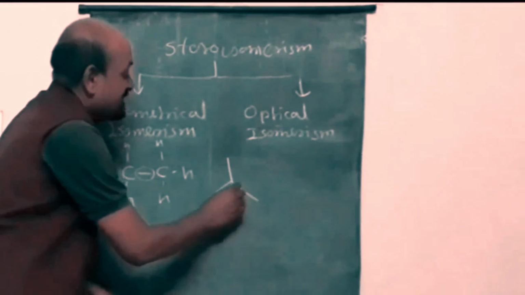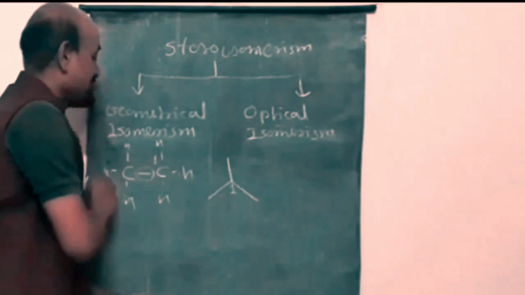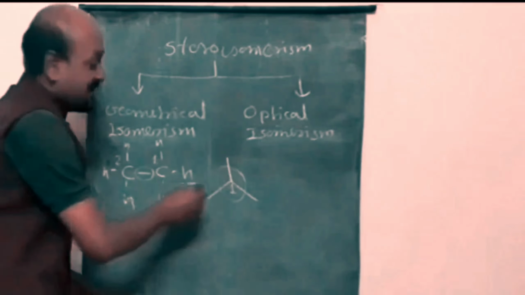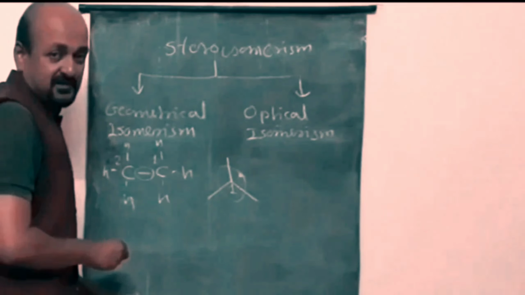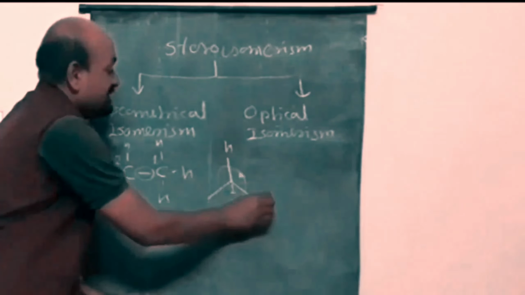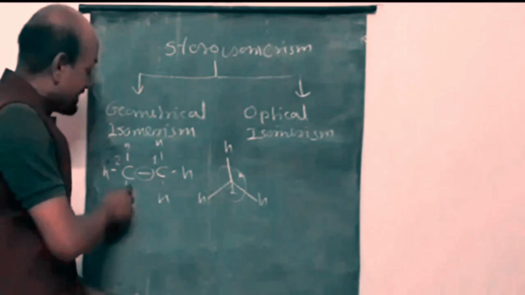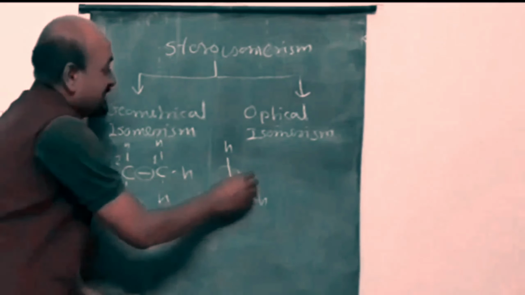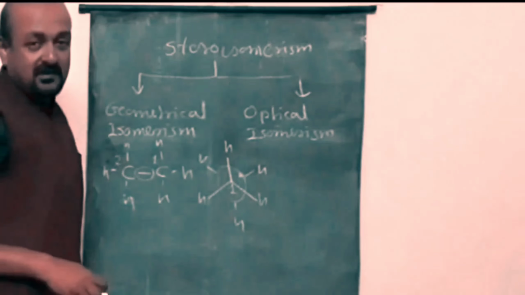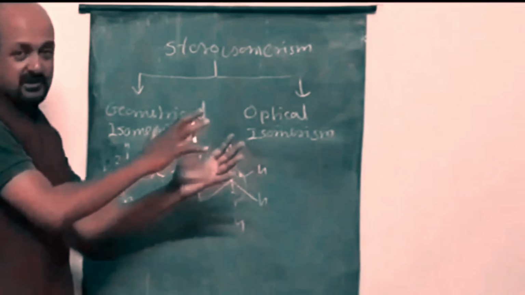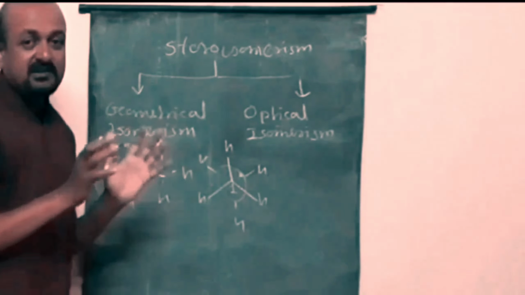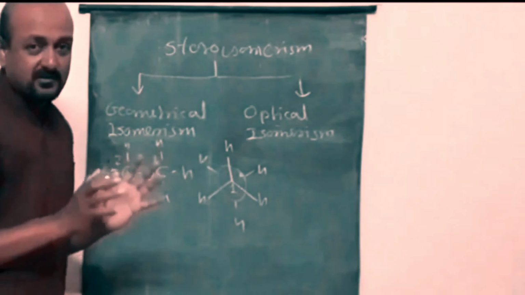That means if we take this as carbon number 1 and this one as carbon number 2, then to this carbon, 3 hydrogens are attached. So these are the 3 hydrogens. To the second carbon, again 3 hydrogens are attached. Now there is free rotation about this carbon-carbon single bond. That means we get various conformations.